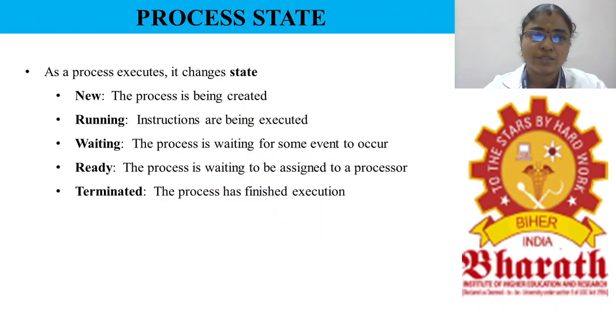Next one, process state. As a process executes, it changes its state. There are 5 process states available. First one is new. The process is being created. Second one, running state. Instructions are being executed. Third one is the waiting state. The process is waiting for some event to occur. Then next one is the ready state. The process is waiting to be assigned to a processor. The last state is terminated state. The process has finished the execution.